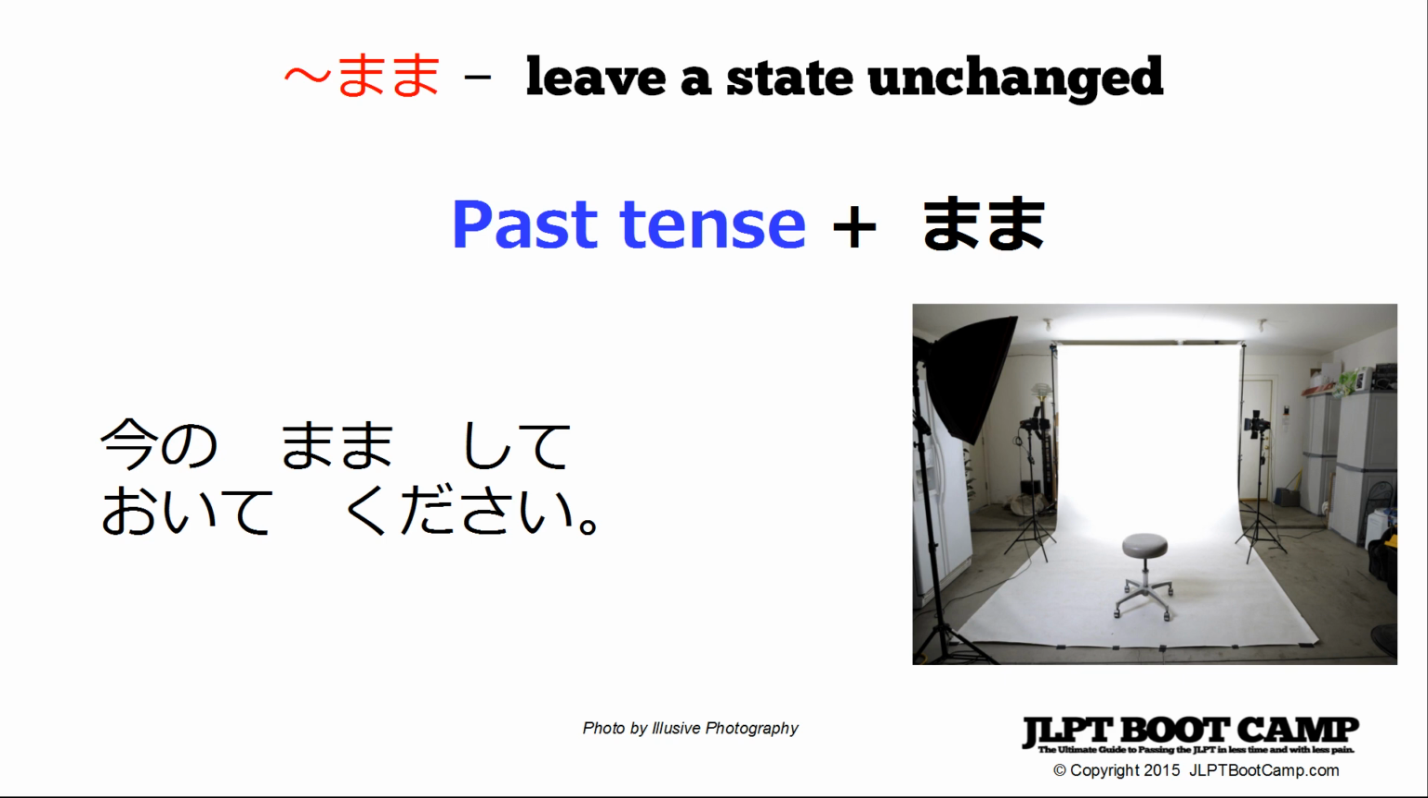But you can use this in other situations. For example, this sentence here, ima no mama shite oite kudasai. So ima is now, no is how you connect. So ima here is being used as a noun to connect with mama. So ima no mama, the present situation, present state. Shite is do it in the present state, like to prepare for the event.